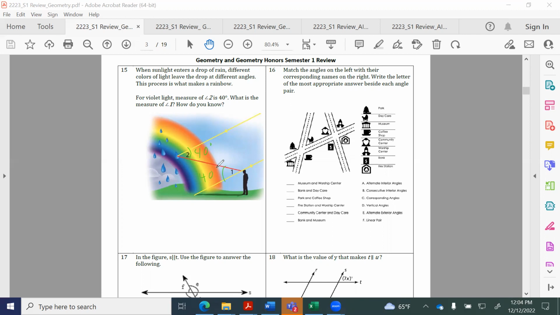All right. What is the measure of angle 1? How do you know? So we answered the first part. The measure of angle 1 is equal to 40 degrees. How do we know? Because angle 1 and angle 2 are alternate interior angles. Alternate interior angle theorem. You want to write it out in words: alternate interior angles for parallel lines are congruent.